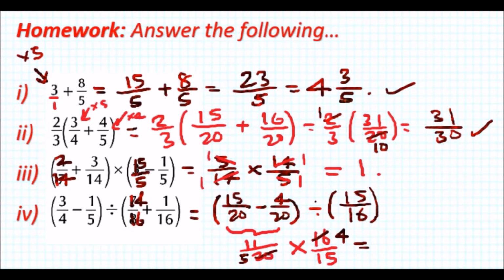So 11 times 4 is 44, and 5 times 15 is 75. And I believe that's it. I don't think you can simplify this one, and you can't, no. Because if you could simplify this one, then you could have done it more here.